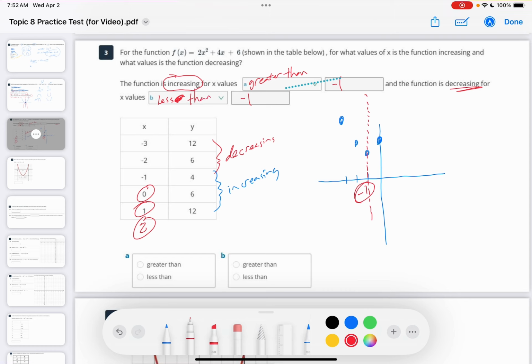Again, we need to look for two things here. Is it increasing then decreasing, or is it decreasing then increasing, such as this one? And where does it flip over? Where does it change? Where is that axis of symmetry? Where is that vertex? In this case, the table would show us that it happened to be at -1. So that's the value that goes in right there.